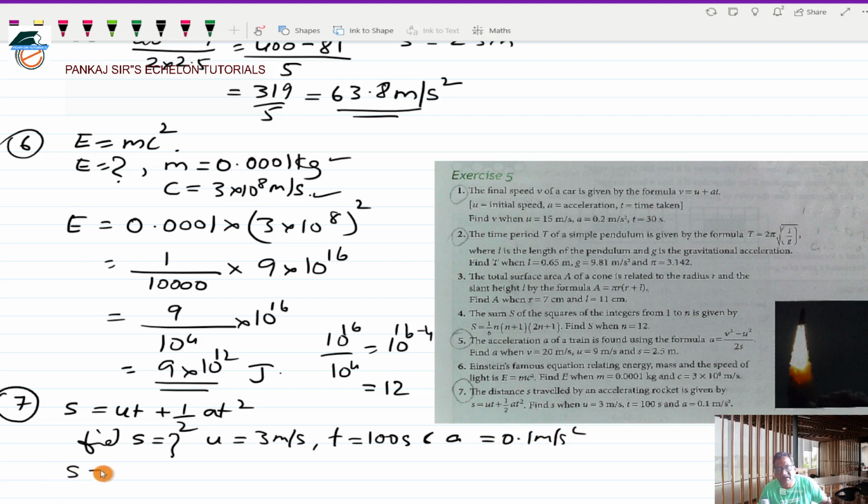So let us plug in the value. u is 3, t is 100, plus half, a is 0.1, again t square, so 100 square. Now this should work out to 3 into 100 is 300.